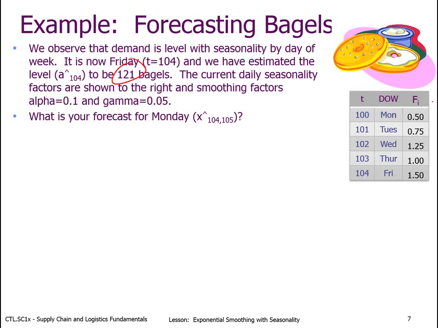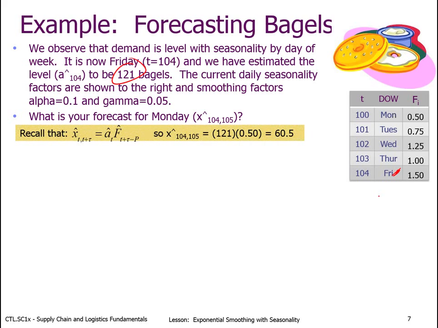So what's my forecast for time period 105? So sitting in Friday, right, I want to make a forecast for the next business day, Monday. So that's time period 105. So my tau is just 1, right? I'm going 1 day in the future. So there's our forecasting model. So we're looking for x hat 104, 105.